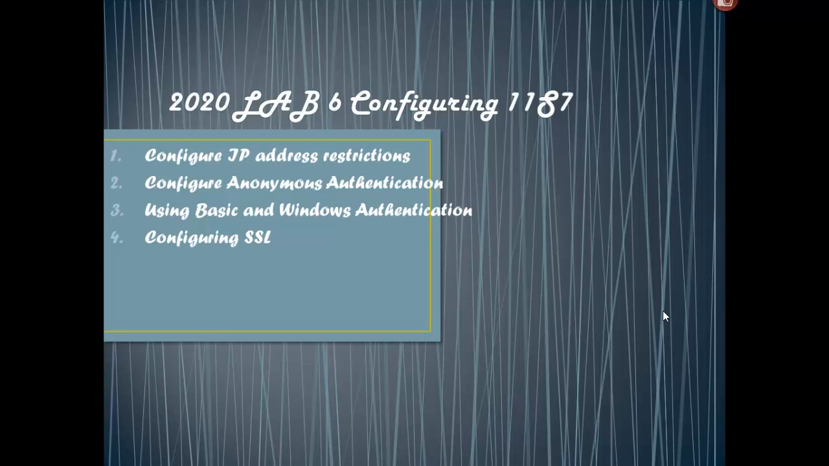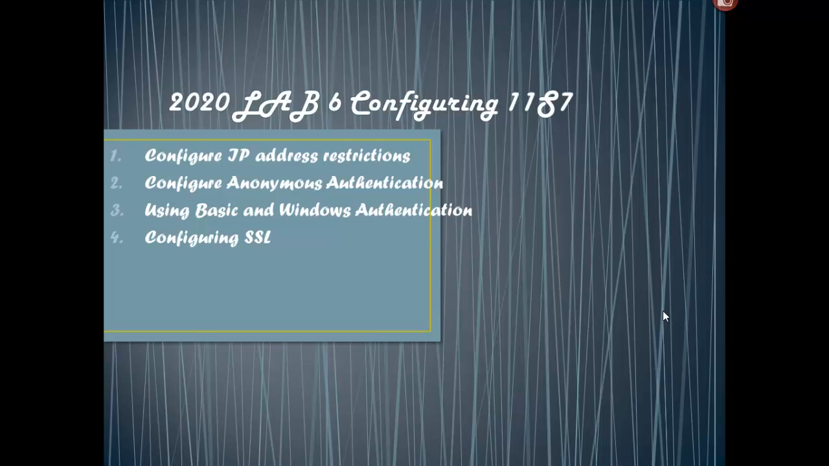The first thing we've got on the roster today is to configure IP address restrictions. Second, we're going to configure anonymous authentication. Third, we're going to be using basic and Windows authentication. And fourth, we're going to be configuring SSL.